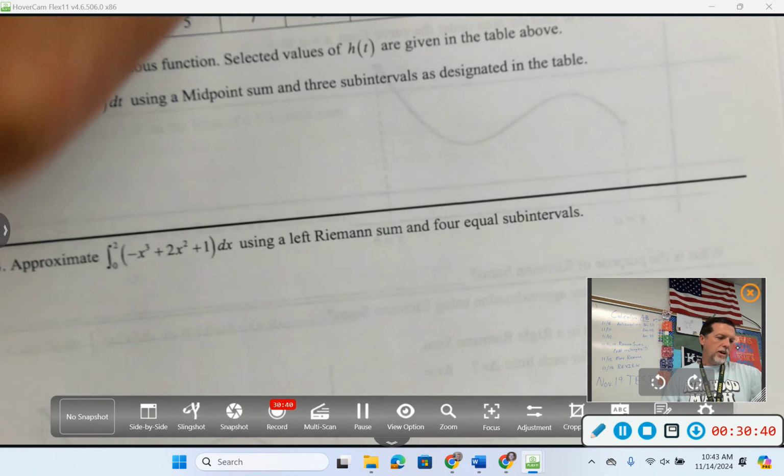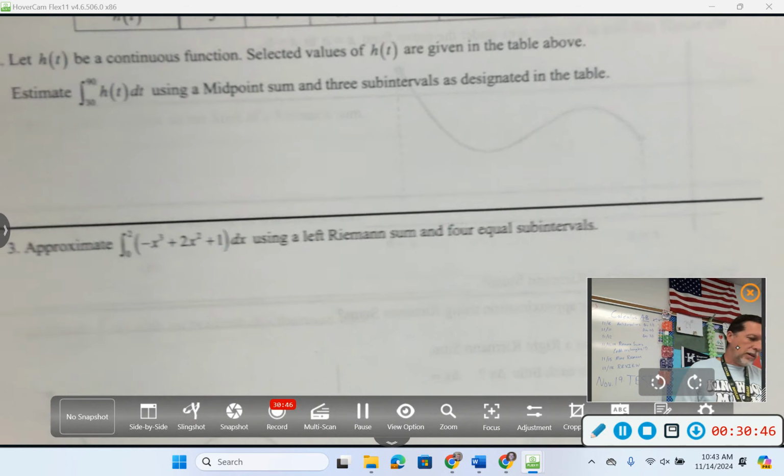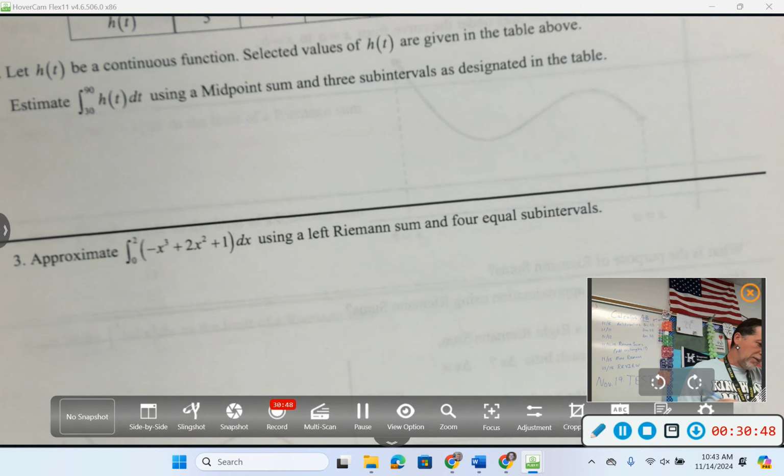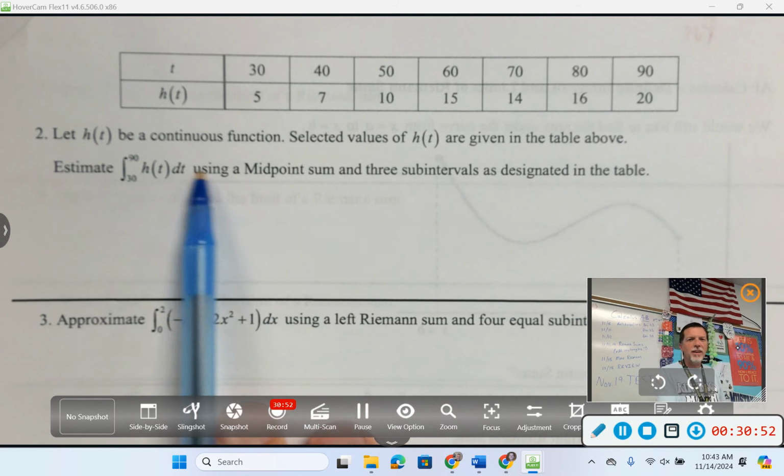Okay, what haven't we done? Oh, we haven't done a midpoint. We definitely have time to do a midpoint. It might be all we have time for, but we have time for a midpoint. Okay, because there's something kind of different about this.